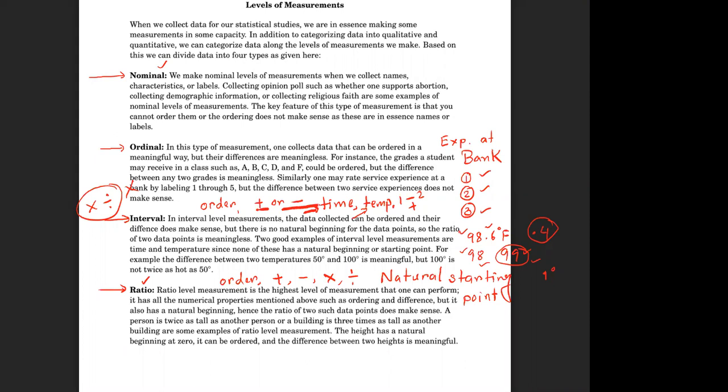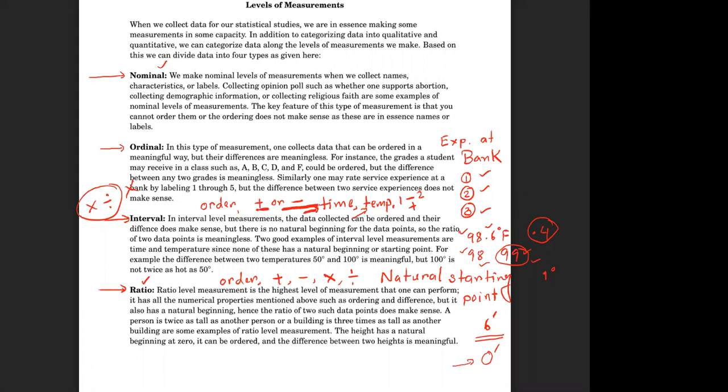Again, Ali said that, let's say, his height is 6 feet. So when we are talking about feet, that's length. What is the natural starting point for length? It's going to be 0 feet, right? You cannot be less than 0 feet. So that's the natural starting point.